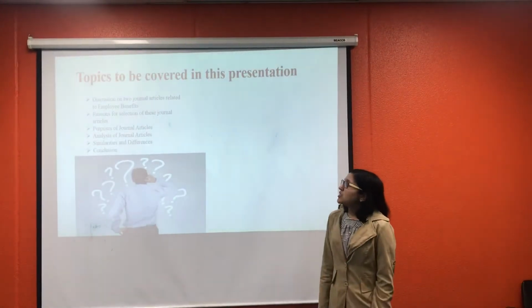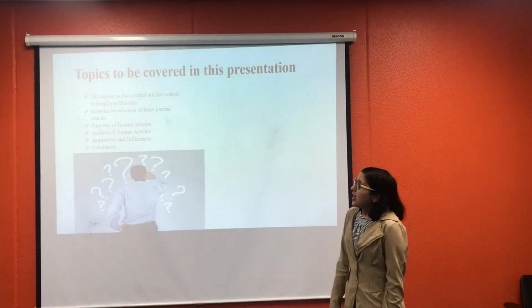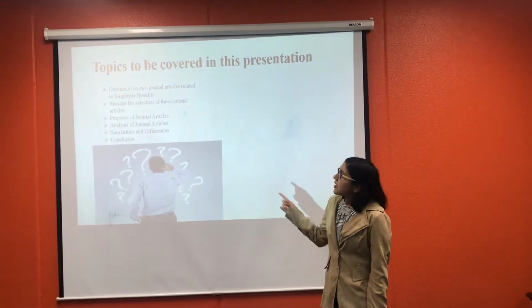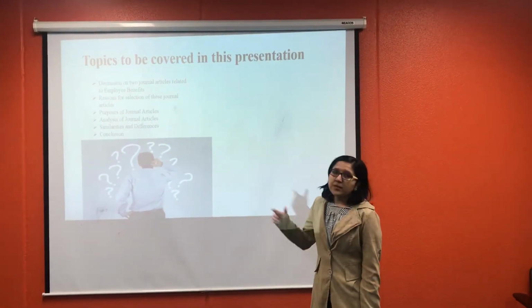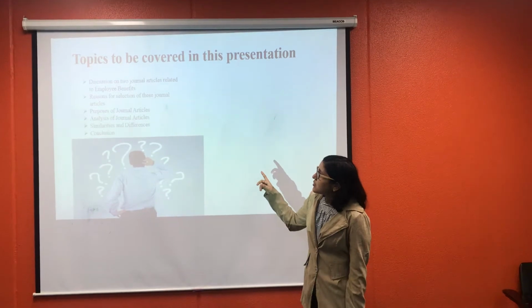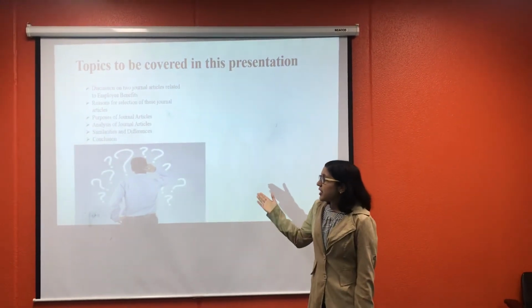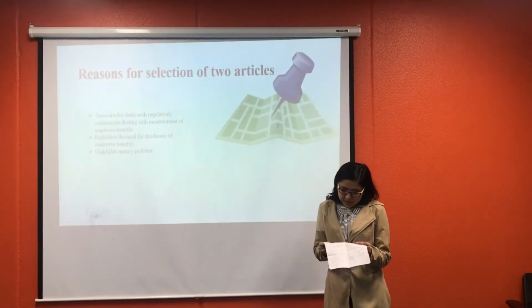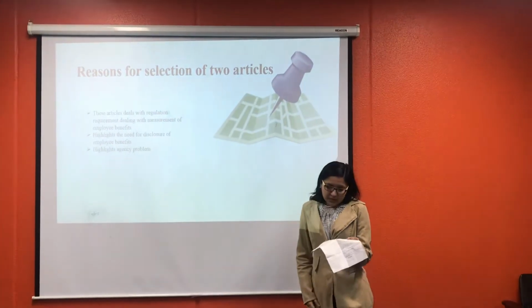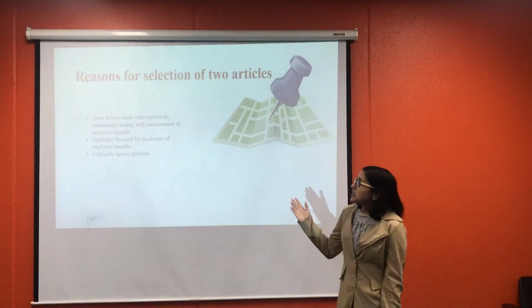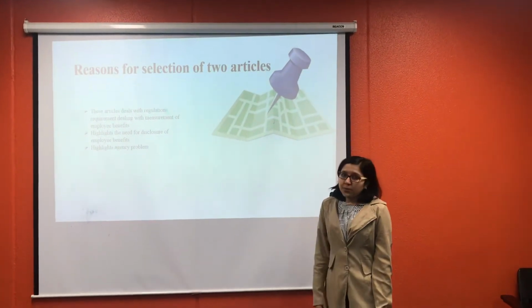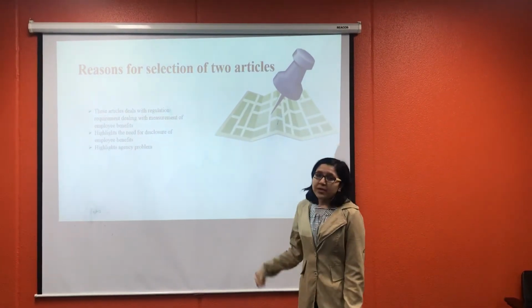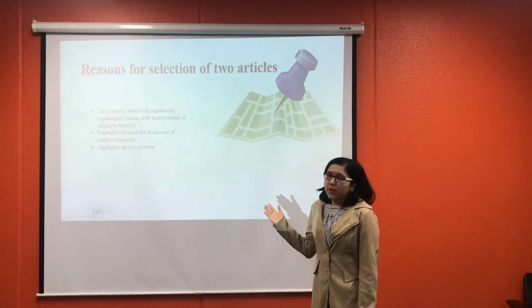We have taken 2 journal articles for our presentation, and I will describe the reason for selecting these journal articles. The further description of the purposes of the journal articles, analysis, similarities and differences, and the conclusion will be given by my friends. These articles deal with the regulatory requirements for the measurement of employee benefits, and they also highlight the need for disclosure of employee benefits, and the agency problem.